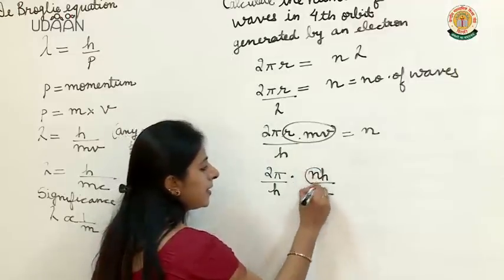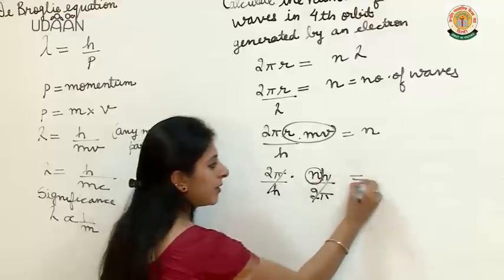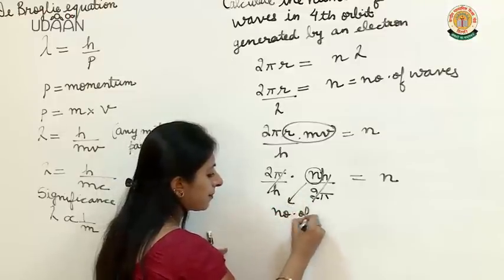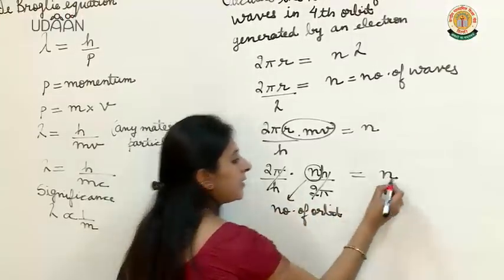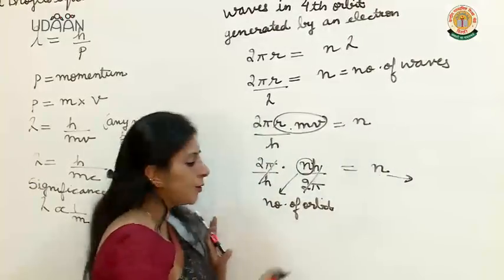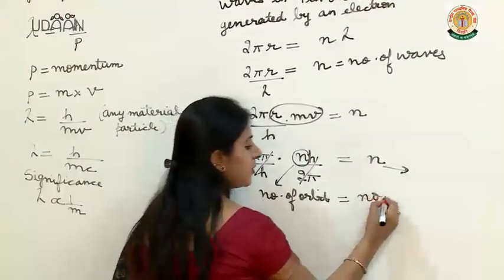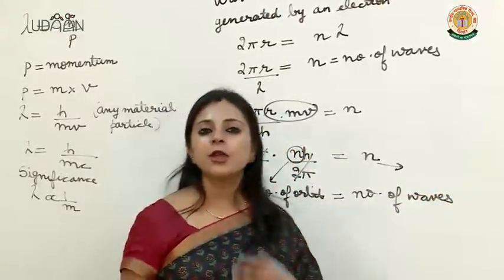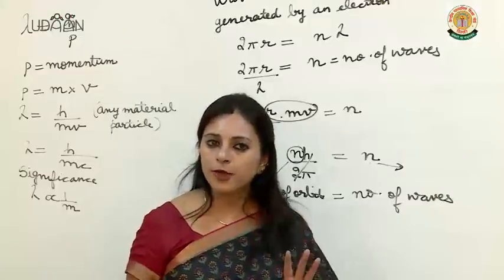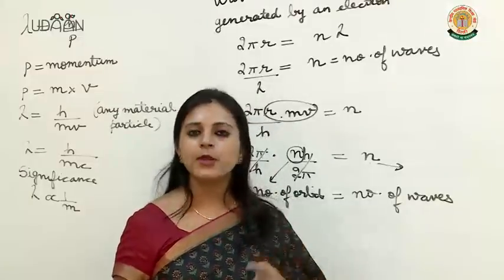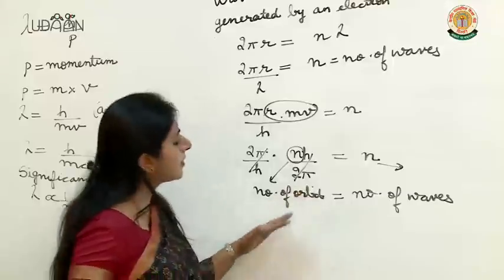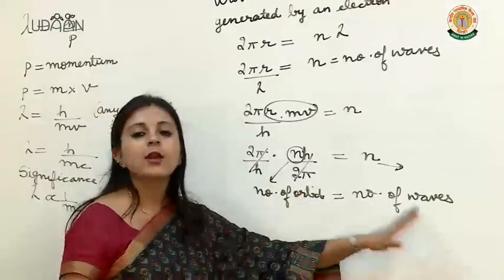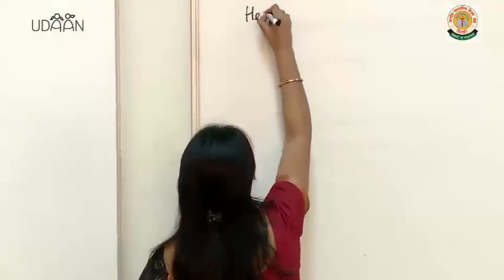Now what is this n here? I can cancel this. This n here is the number of the orbit, and what is this other n? This is the number of waves. So what do I get? The number of the orbit is equal to the number of waves. That means if an electron is moving in the 4th orbit, it will make 4 waves. If it is moving in the 5th orbit, it will make 5 waves. So the number of the orbit is equal to the number of waves. I have proved this.